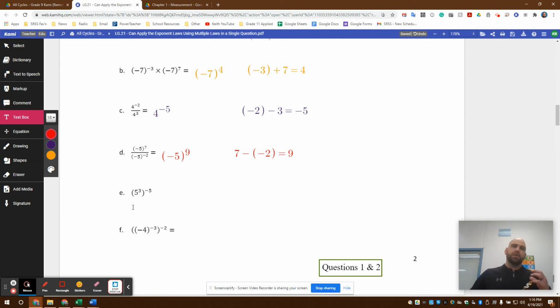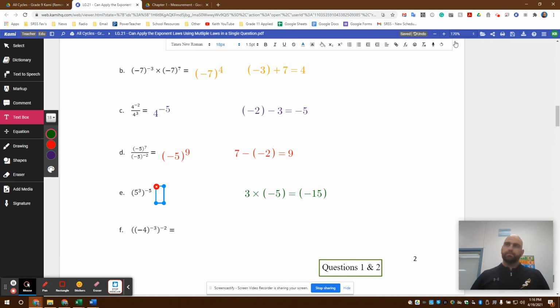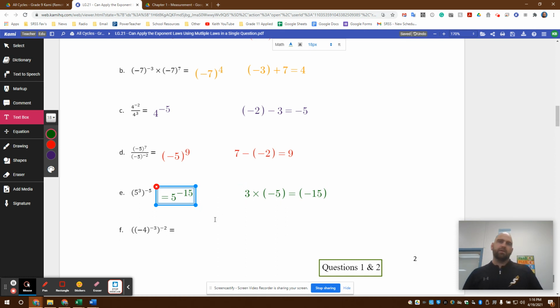Again, adding, subtracting. When it comes down to having something outside of a bracket, we're now multiplying these two together. And so here we have a -5 on the outside and a +3 on the inside. So we're going to start with multiplying these two together. We're going to do 3 times -5. That's going to equal -15. And so our new power is going to be 5 to the power of -15.